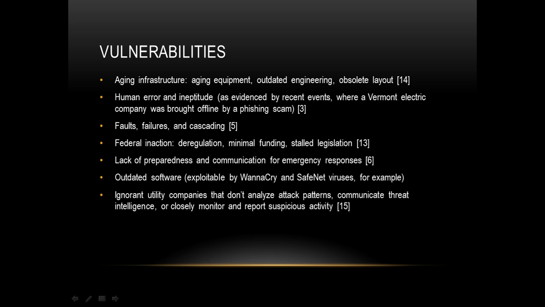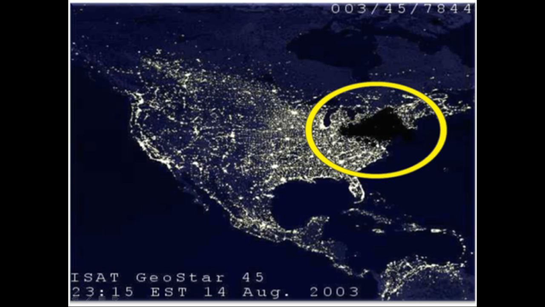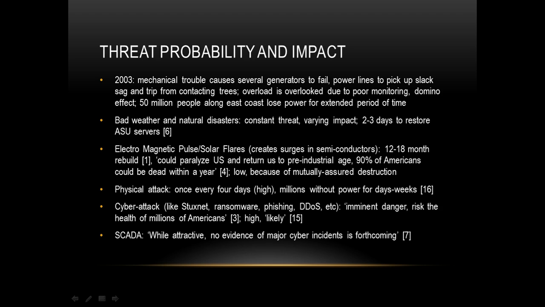This picture is a satellite picture of the Northeast United States in 2003, when there was a large power failure all up and down the East Coast due to a number of factors that I'm going to go into that resulted in millions of people being without power for an extended period of time. In 2003, there was a perfect storm of a bunch of problems that resulted in the largest blackout in American history. There was mechanical trouble that caused several generators to fail, and the power lines that were designed to pick up the slack sagged because of too much current and tripped from contacting trees.